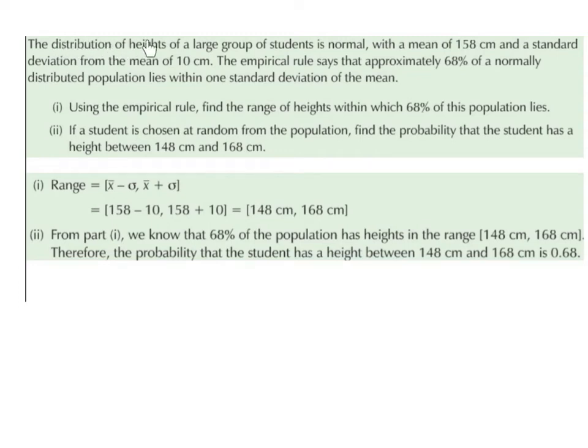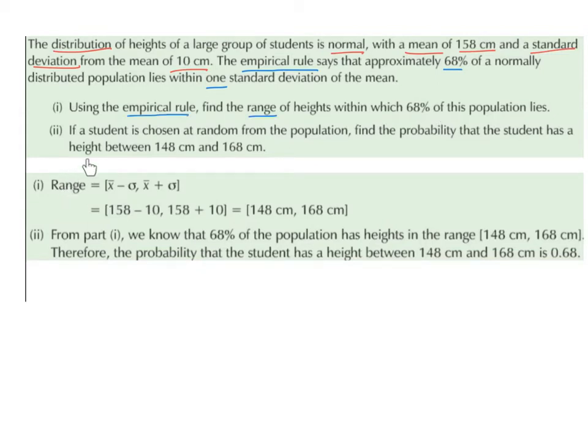The distribution of heights of a large group of students is normal, with a mean of 158 centimetres and a standard deviation from the mean of 10 centimetres. The empirical rule says that approximately 68% of a normally distributed population lies within one standard deviation of the mean. Part 1. Using the empirical rule, find the range of heights within which 68% of this population lies.